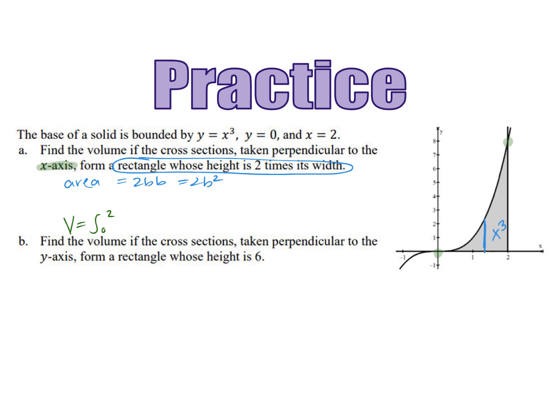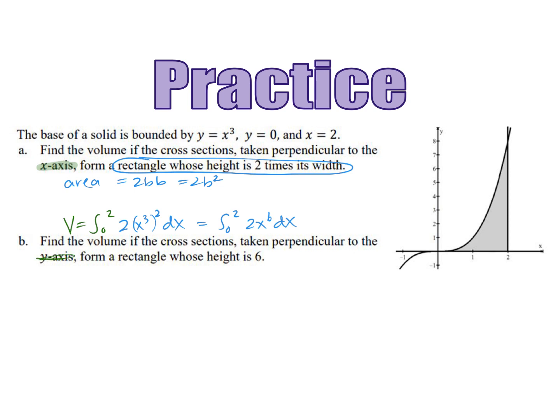This is the length of the base, which is being formed by that function, x to the third. So the volume is going to be 2 times x to the third, and the third is going to be squared. I'm going to just clean this up. 0 to 2 of 2x to the 6th dx. Now I'm going to erase all of this because for part B, we're going to talk about what happens if we're perpendicular to the y-axis.